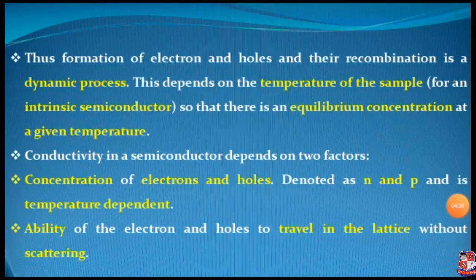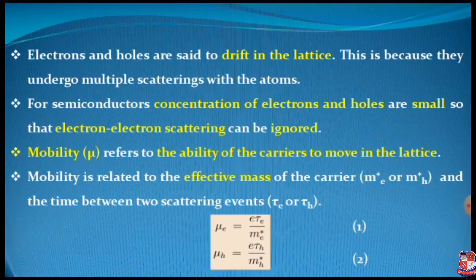Now when we are talking in terms of the extrinsic semiconductor, the conductivity in a semiconductor will depend on 2 major factors. Number 1, the concentration of electrons and holes, which are denoted as n and p, and it is a temperature dependent quantity. Number 2, the ability of the electrons and holes to travel in the lattice without scattering, meaning without diverting from their direction. Electrons and holes are said to drift in the lattice. This is because they undergo multiple scatterings with the atoms.